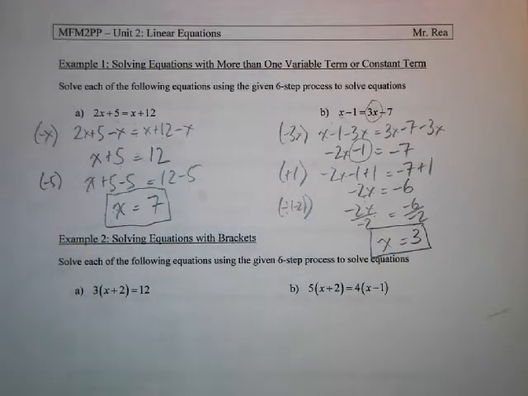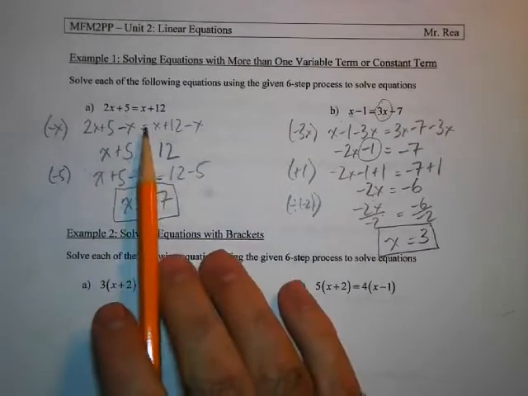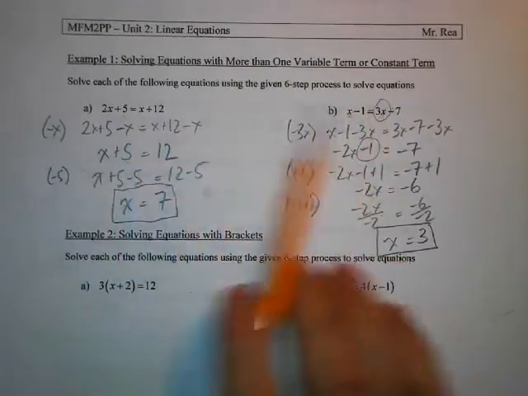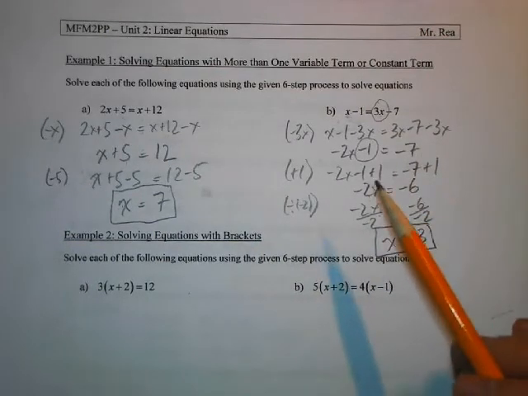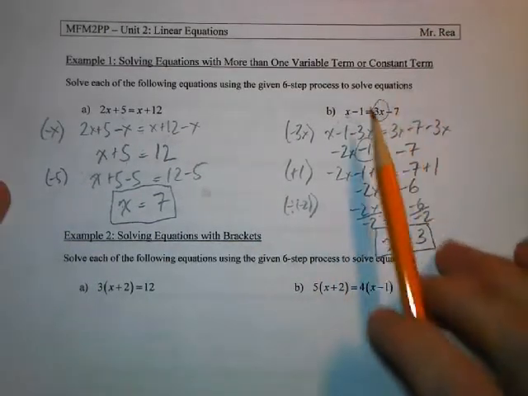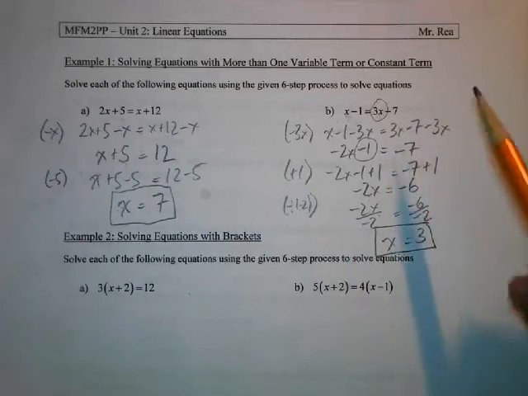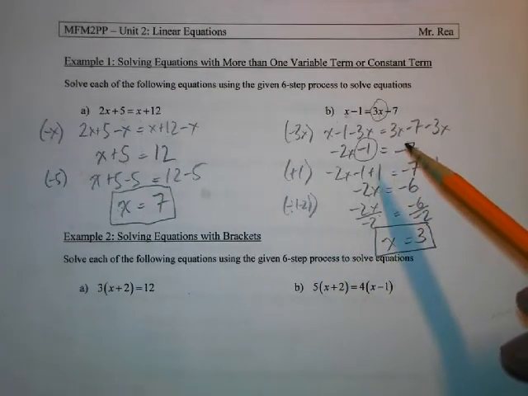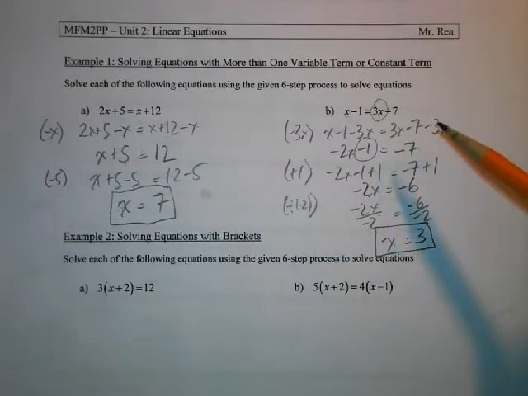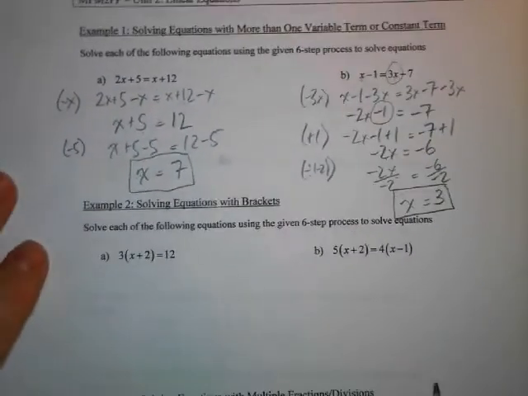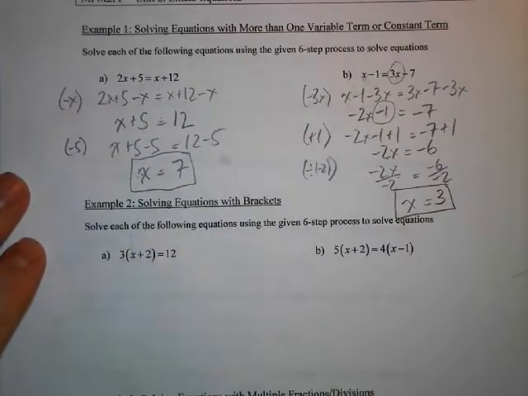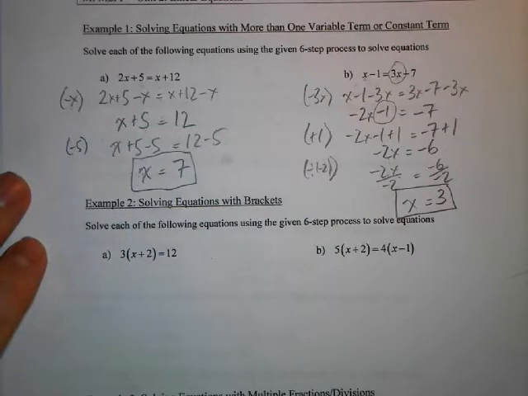Okay, so that's examples where we have variable terms on both sides. You can see it's just a matter of getting rid of the variable term on the right side. You can't have more than one of the variables floating around. You have to combine them in some way, and that's what we did. Okay, now these two, example 2 is all just practicing work with brackets.